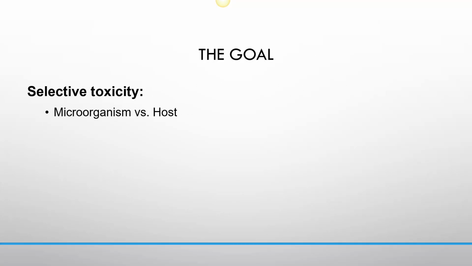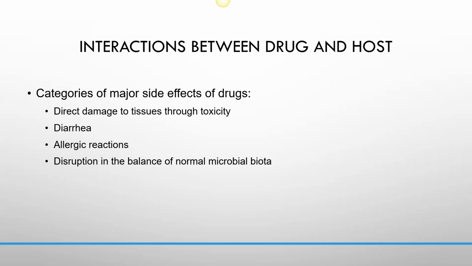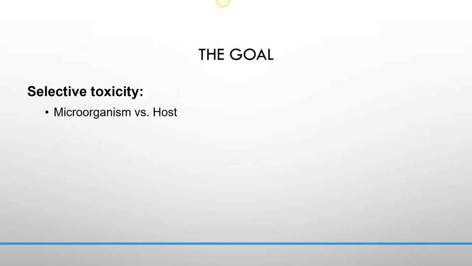So the goal is selective toxicity, and I talked a little bit about this already, but selective toxicity means that you kill the microorganism without harming the host. So it's selectively toxic. It chooses to kill the microorganism, it leaves the host alone. A little bit more about this selective toxicity. We'll talk about the modes of action of all these different antibiotics, but because this slide's here, I just want to mention it briefly, and then we'll go into more details later.